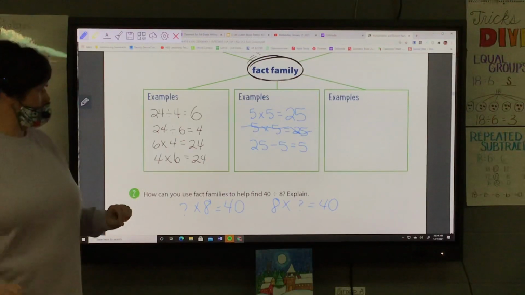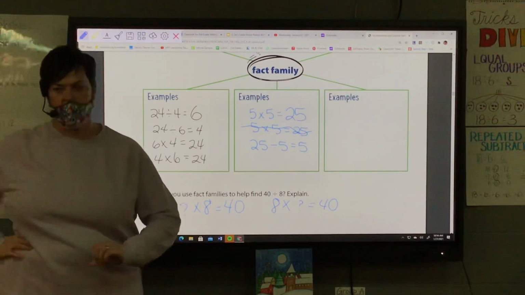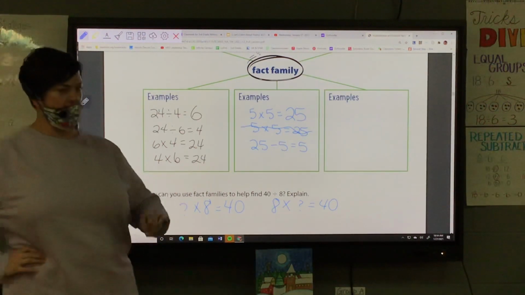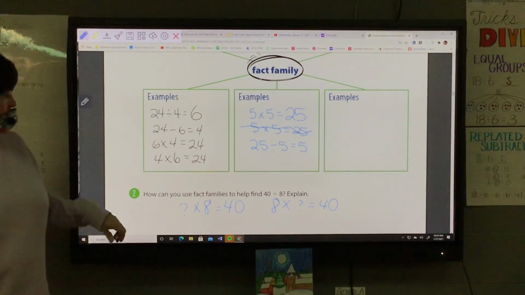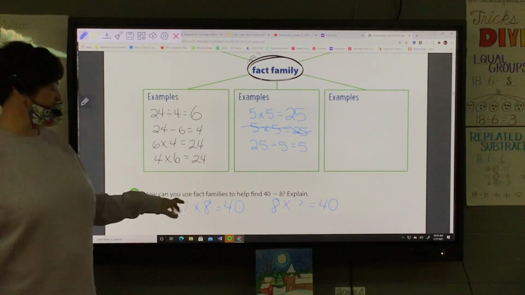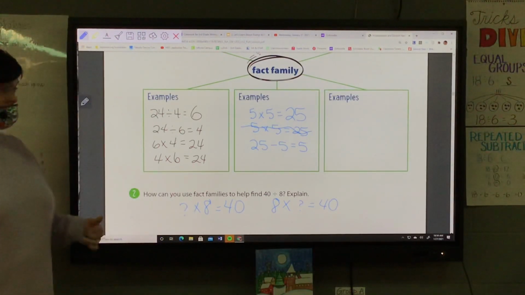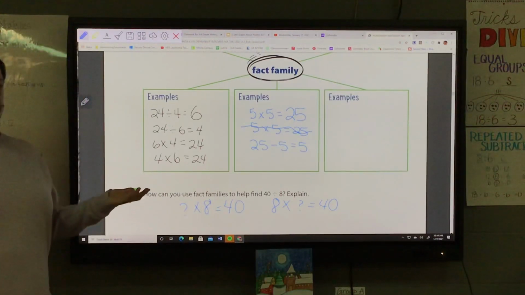So, is 10 times 8 40? No. Is 2 times 8 40? Because some of my 2's end with a 0. Some of my 4's end with a 0. Is 4 times 8 40? No. Some of my 5's end with a 0. Is 5 times 8 40? Yes.